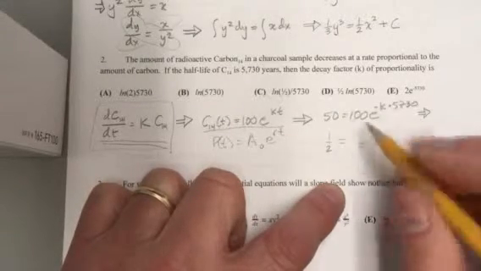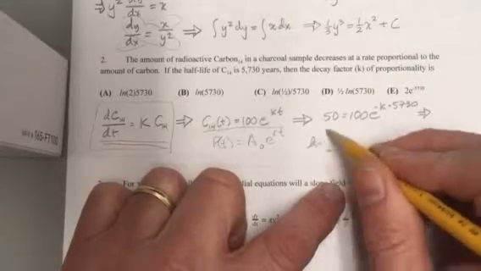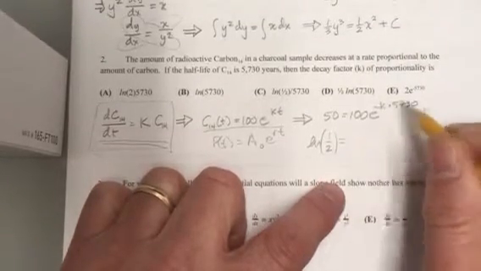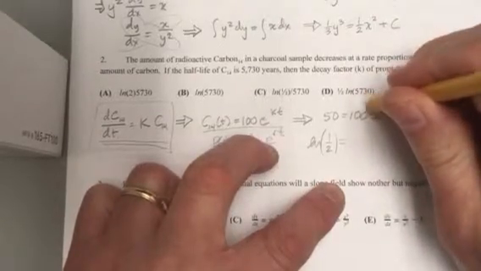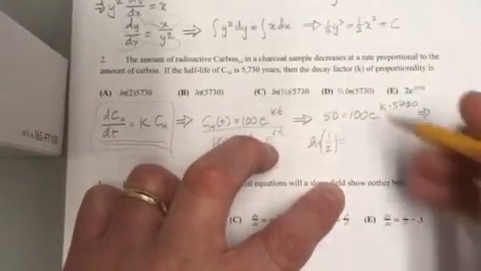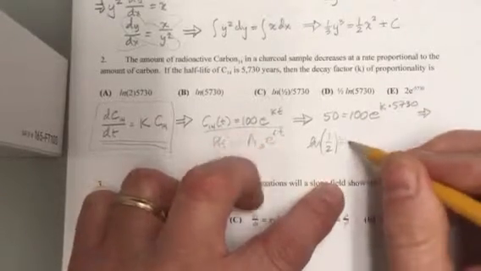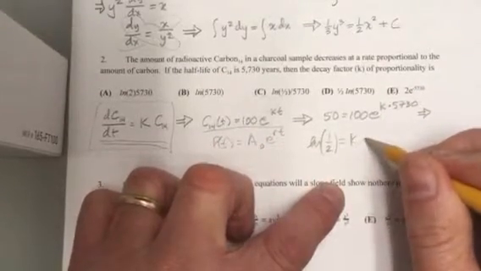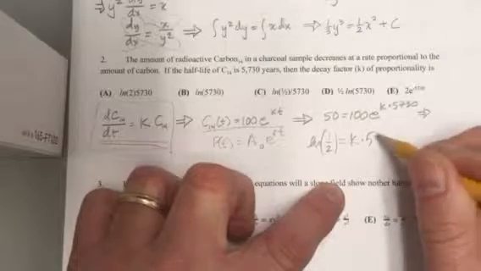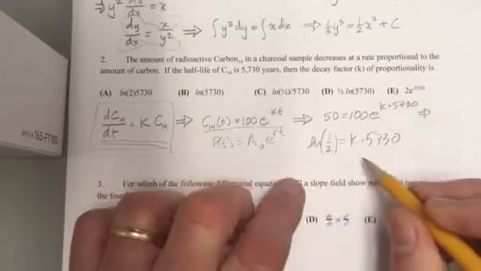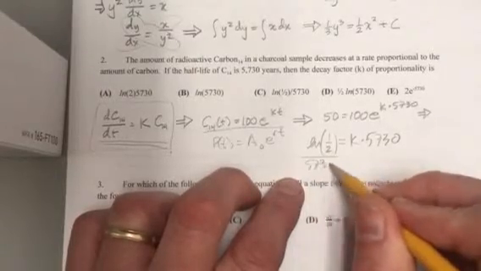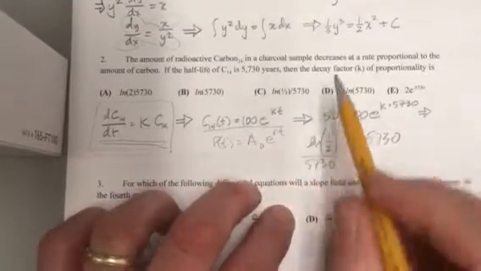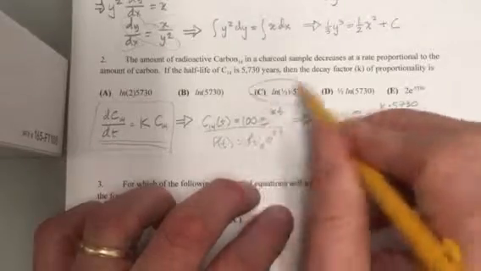Well, e to something, I take the ln of both sides. I have a minus in there, but you don't really need a minus. I would just set it up with k as being positive, because then we'll get k times 5,730. And you'll see then all I need to do is divide both sides by that 5,730. So which one of these is that? It looks to me like it's C right there, okay?